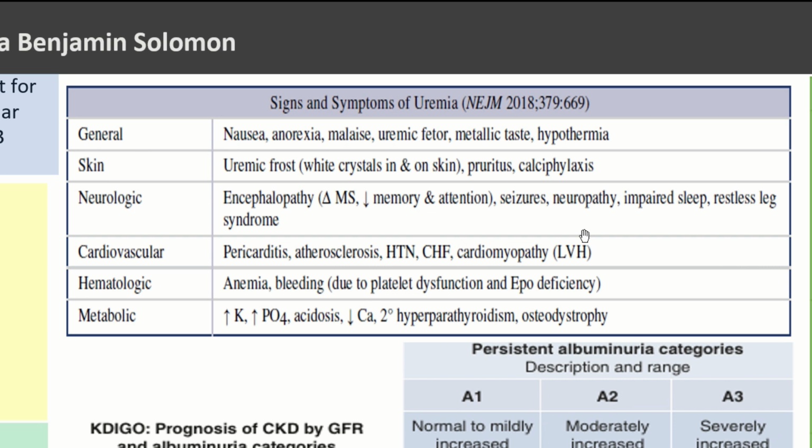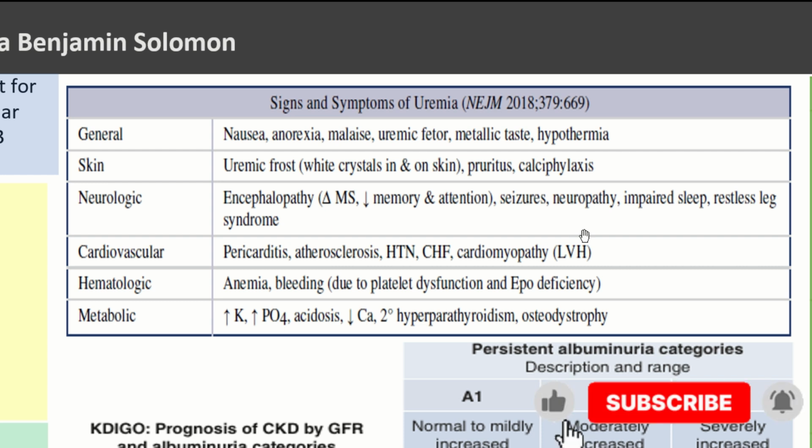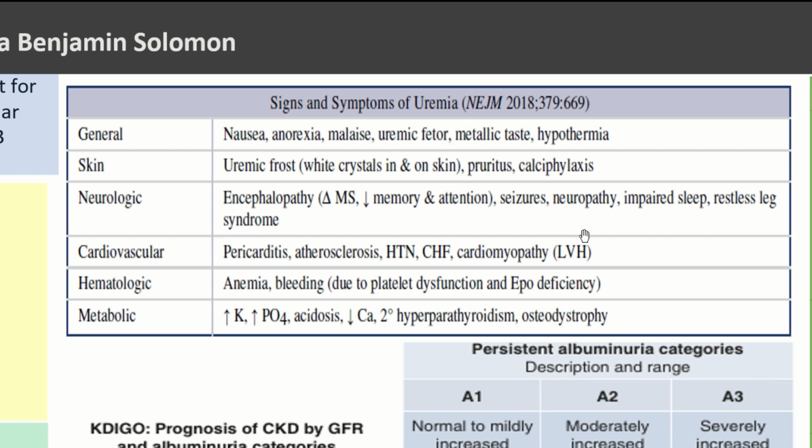So when you go to uremia, we're going to have some of the signs of uremia, and these are going to include the general signs: skin, neurological and cardiovascular, hematological, and metabolic. These are important because they could easily show up on your exams, and you're asked to explain this or give some of the signs and symptoms of uremia. We're going to begin with nausea, anorexia, malaise, uremic fever, which is the smell, metallic taste, and hypothermia.